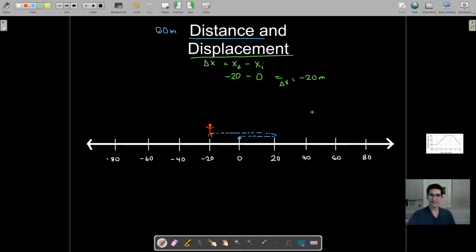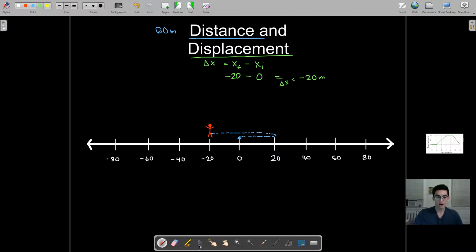But wait, we said that displacement was a vector, didn't we? Where's our direction associated with this? Well, for now, since we're just working in one dimension, our sign is actually going to be our direction. Negative is going to mean to the left, and positive is going to mean to the right. So as long as we're working in one dimension, we can just say positive or negative is our direction. Once we start getting into two-dimensional space, we're actually going to have to be a little more specific with our direction, but for now this works, okay?